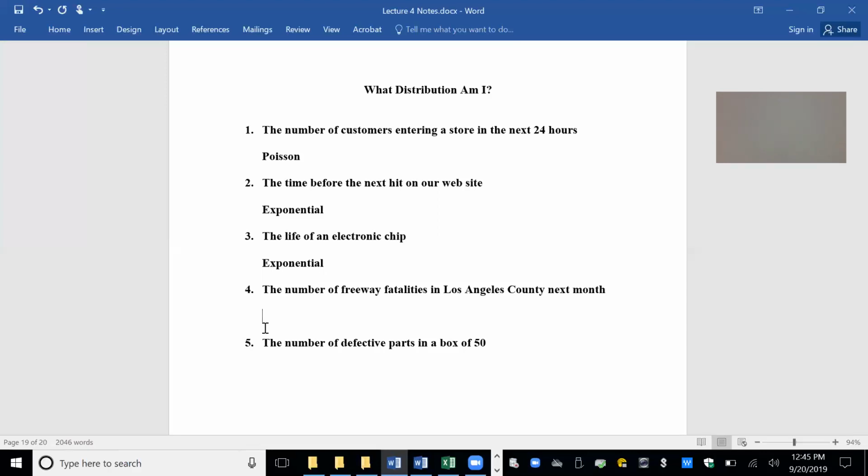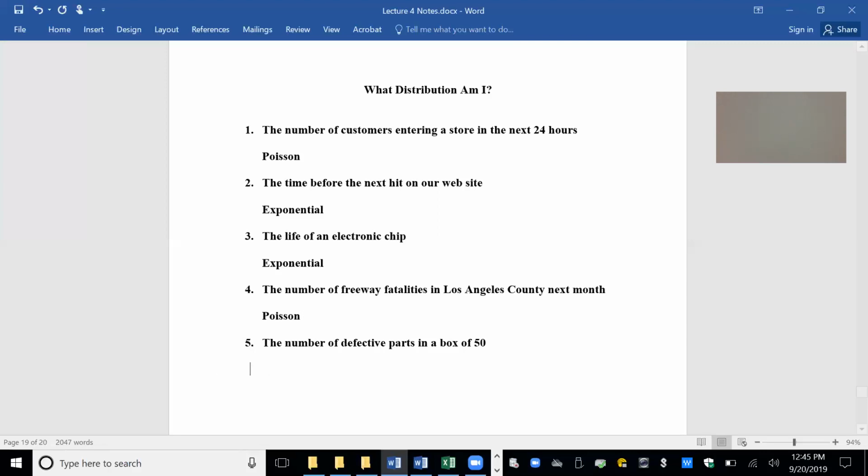Okay, the number of freeway fatalities in LA County next month. Don't speak, think. Okay, speak. Thank you. Poisson. Weak, but a sign of life there. Can it take on the values 1.234 deaths? No. How many deaths? 0 or 1 or 2 or 3 or 4 or 5. Is there an upper bound to the number of people who might die? No specific upper bound, no. Poisson.